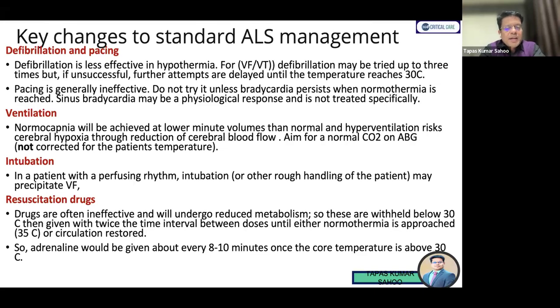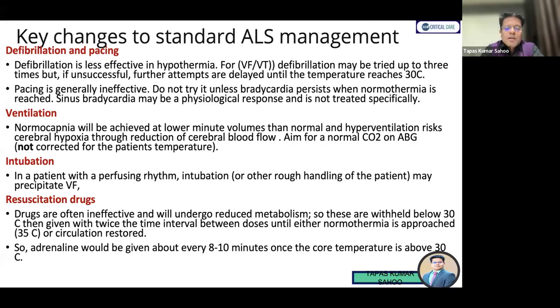Ventilation: try to maintain the PaCO2. It should not be reduced by giving more tidal volume, because that will cause cerebral hypoxia. In the ABG, you have to aim for normal CO2, not corrected for the patient temperature, rather the usual temperature. Intubation: sometimes when your patient has a perfusing rhythm, doing intubation maneuvers can precipitate VF, because the patient is so stressed and the temperature is so low.